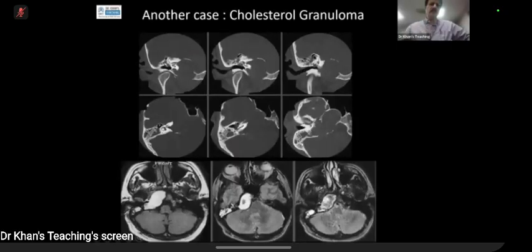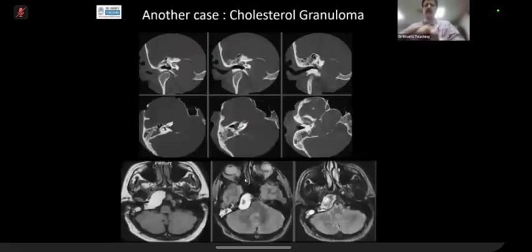Another example from, I think, the American College of Radiology. So it is causing this huge expansile lesion, and this is expansion, and you can see that there is a bit of a hemosiderin rim. Cholesterol granuloma.